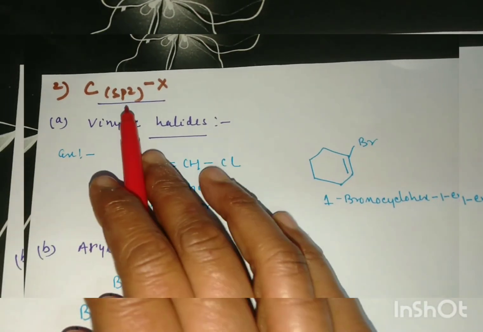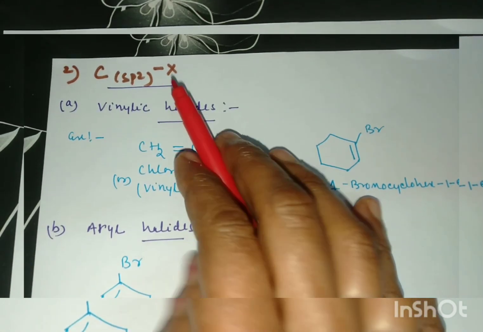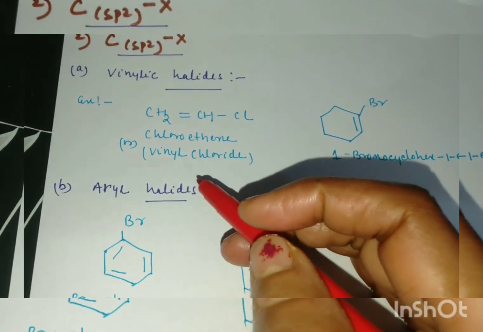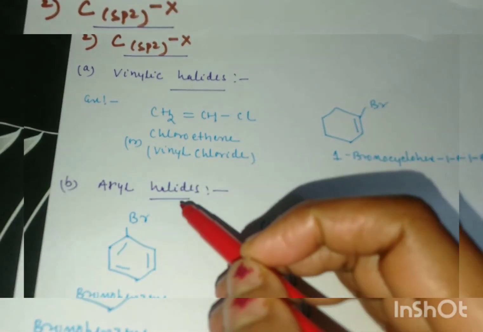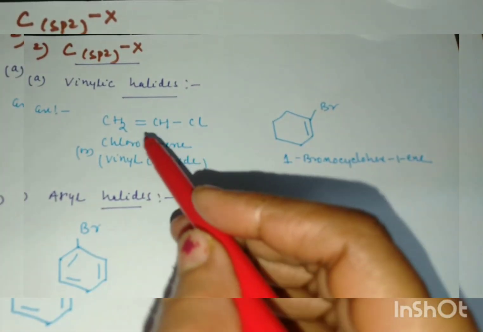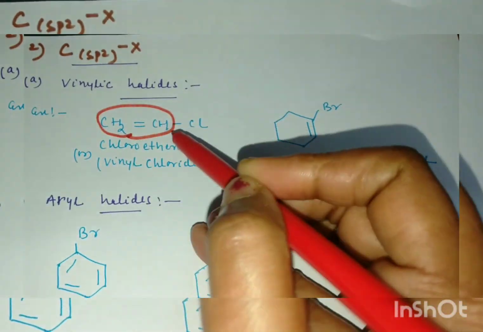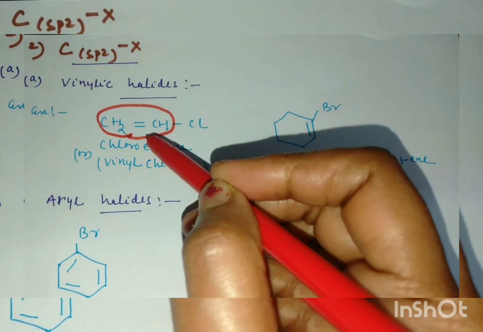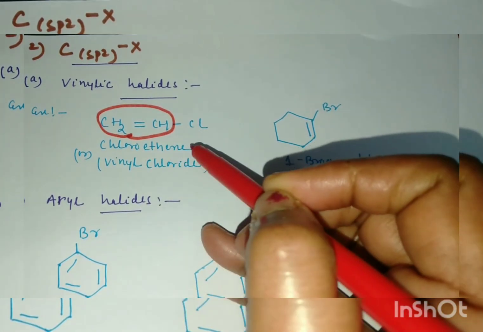Now next is your sp2 hybridized carbon atom to which the halogen is attached. So on the basis of this, there are two categories: one is vinylic halide, another one is aryl halide. Vinylic halide means this CH2 double bond CH group, which is known as your vinyl group. When a halogen is attached to a vinyl group, it is known as a vinyl halide. Here it is chloro, so it is your vinyl chloride.